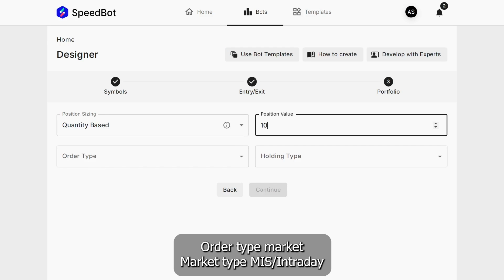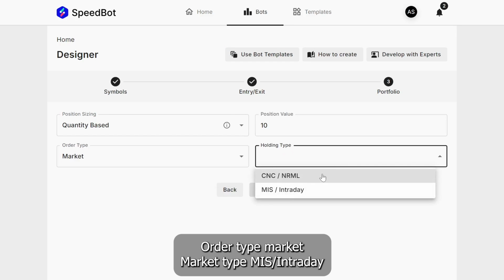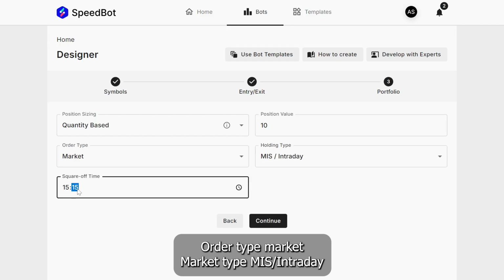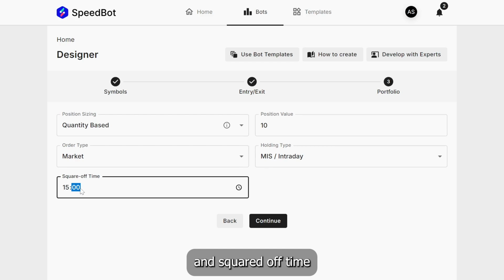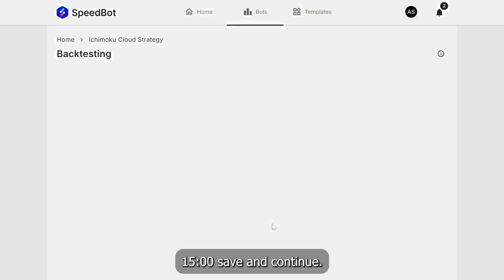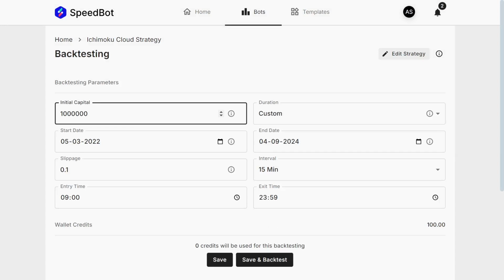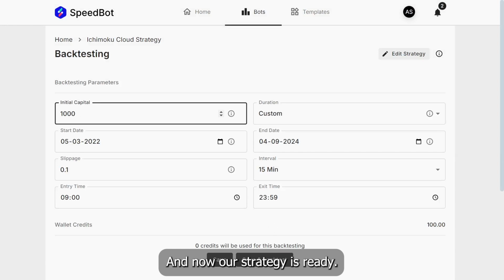Next is to set the position. With position value 10. Order type market. Market type MIS intraday. And square off time 15 o'clock. Save and continue. And now our strategy is ready.